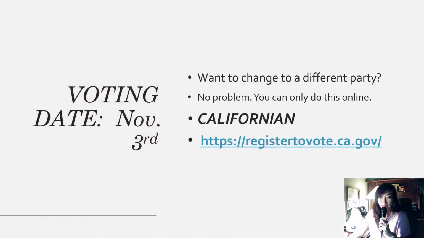So whether you want to make changes to your personal information or to the address or even to a different political party, this is the website you will need to jump on and make those changes. And you don't want to make a phone call to the government, and they'll tell you the same thing anyways, you have to go online and make these changes. So here it is. And don't forget, voting date is November 3rd.